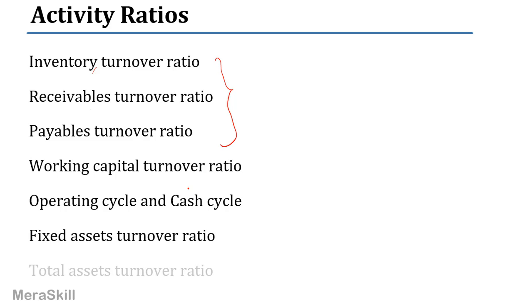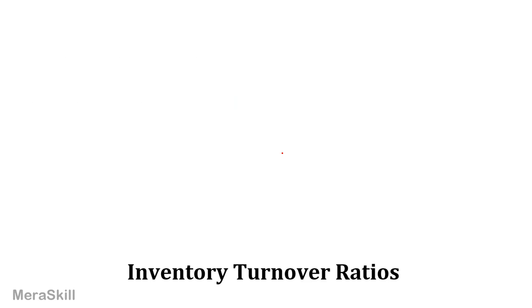The fixed assets turnover ratio, the total assets turnover ratio. So we can compute turnover ratios. Usually the numerator is either the sales or cost of goods sold divided by the inventory or the receivable or the total asset or the fixed asset, whatever it may be. This is how turnover ratios are computed. So let us do them one by one. Try to interpret each of them.